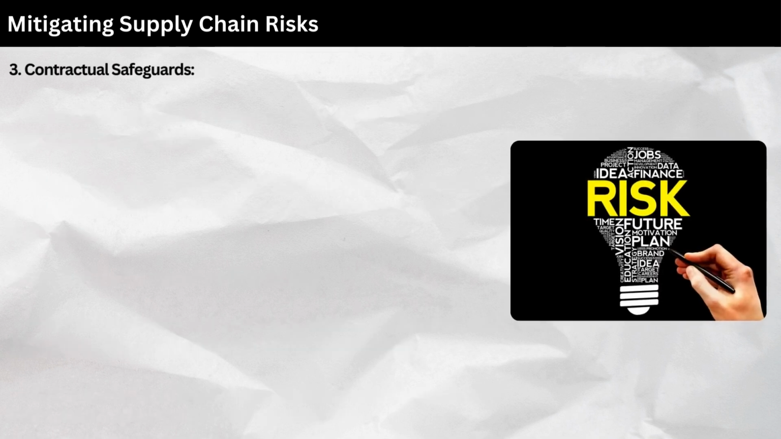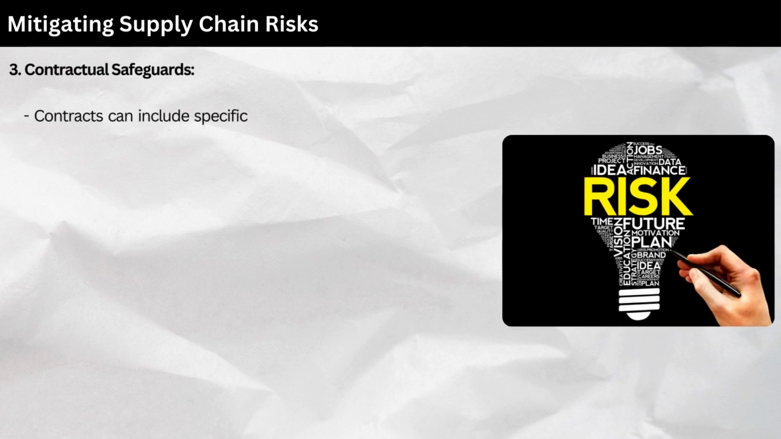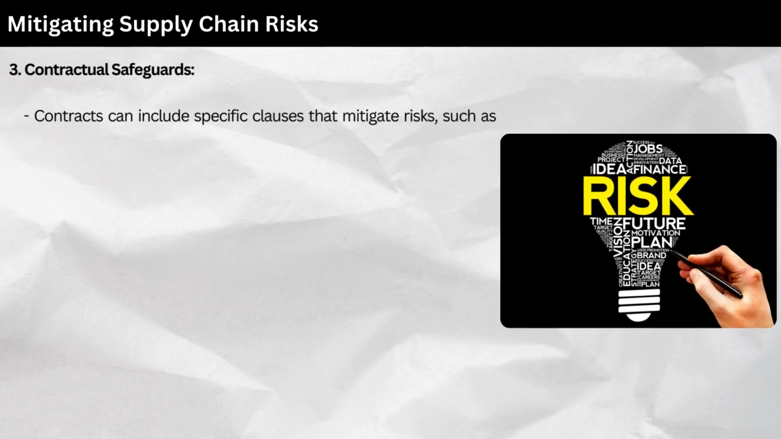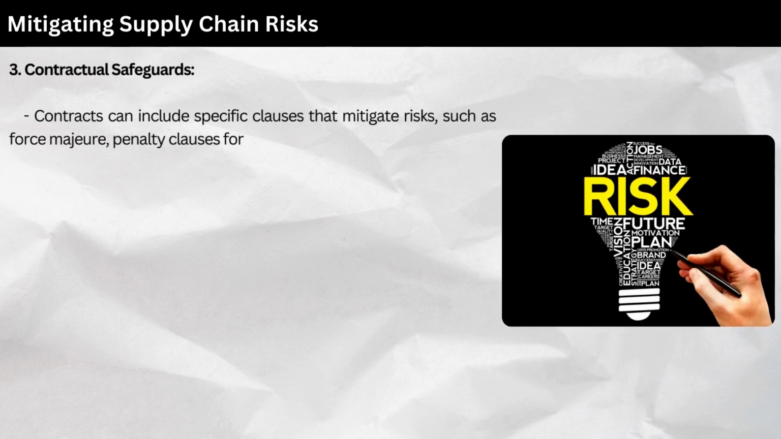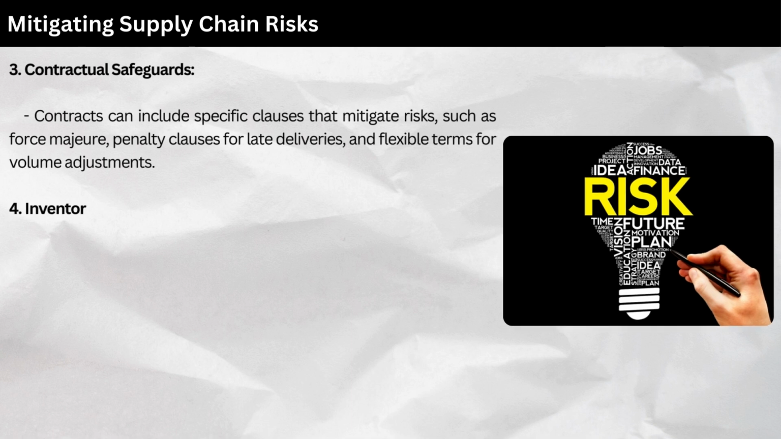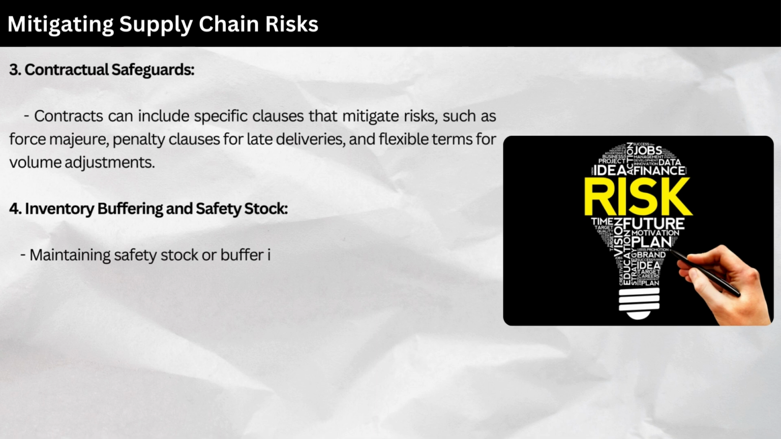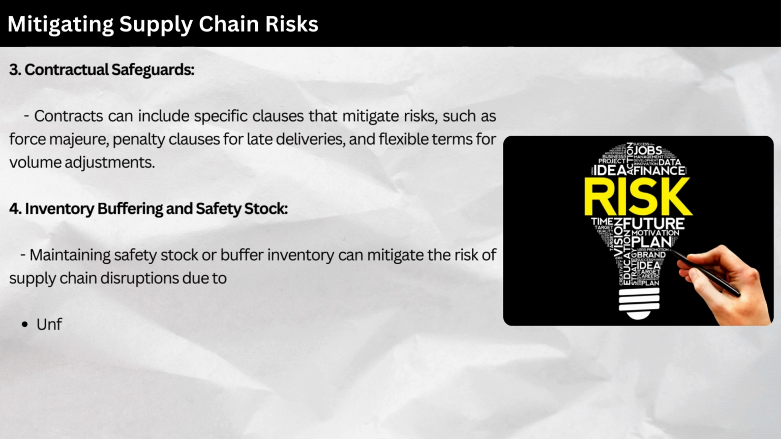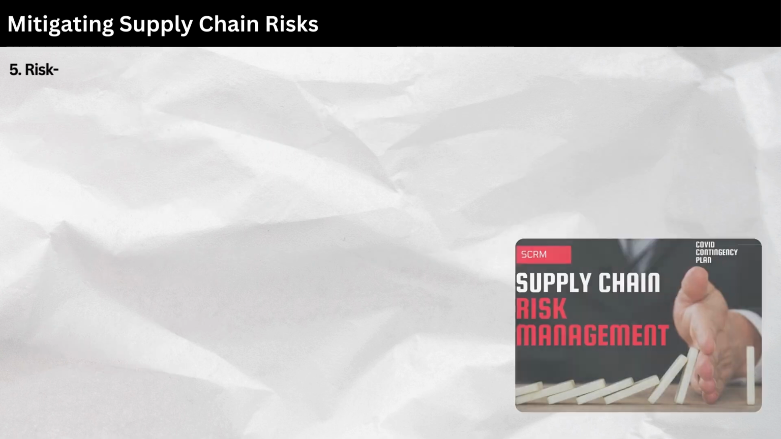3. Contractual safeguards. Contracts can include specific clauses that mitigate risks, such as force majeure, penalty clauses for late deliveries, and flexible terms for volume adjustments. 4. Inventory buffering and safety stock. Maintaining safety stock or buffer inventory can mitigate the risk of supply chain disruptions due to unforeseen demand spikes, supplier delays, or transportation issues.